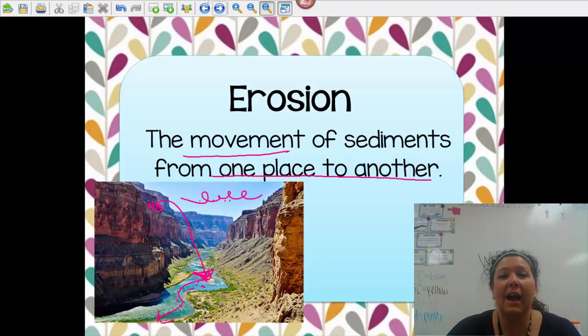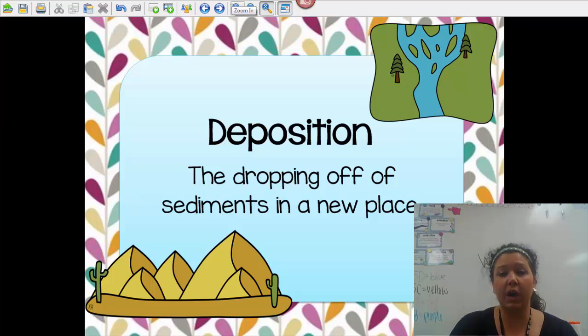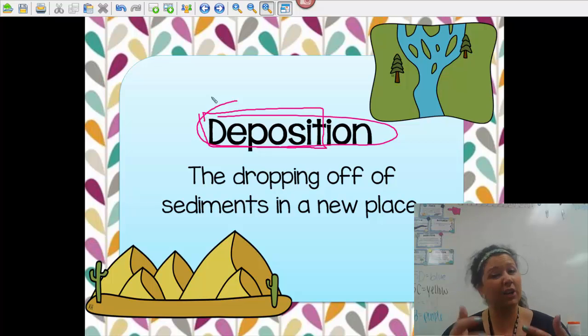Okay? Our last wed process is the D, and the D stands for deposition. Okay? Deposition has this word in it called deposit. Sometimes you might hear your parents say they're going to go deposit their money into the bank. They're dropping their money off at the bank, right? They're putting their money that they earned into a new place.